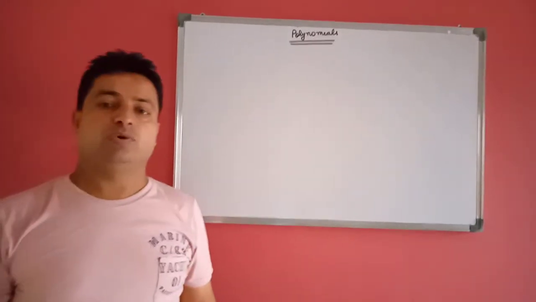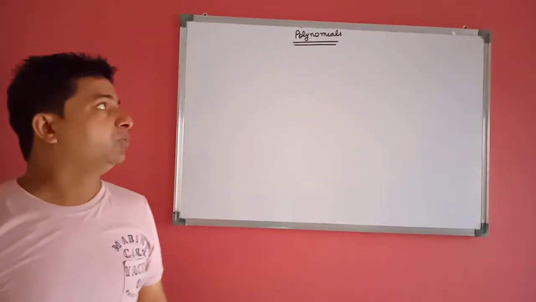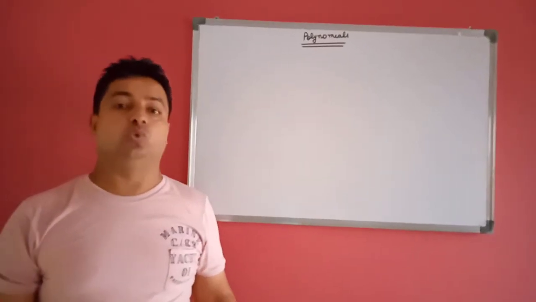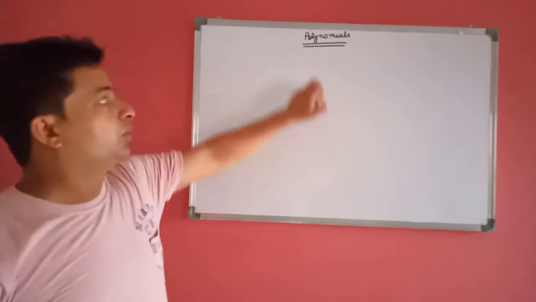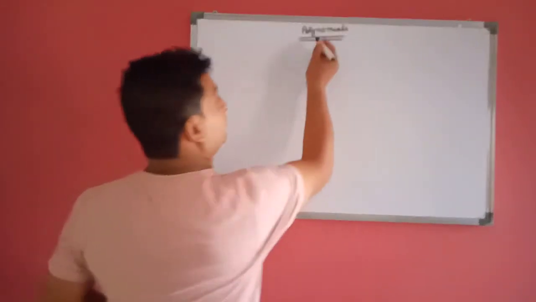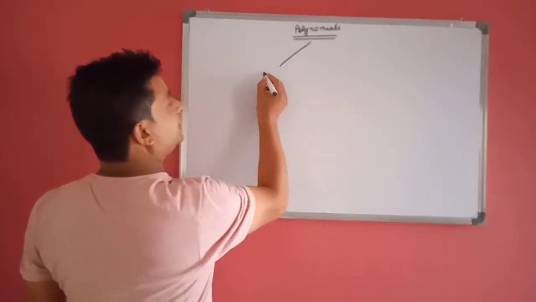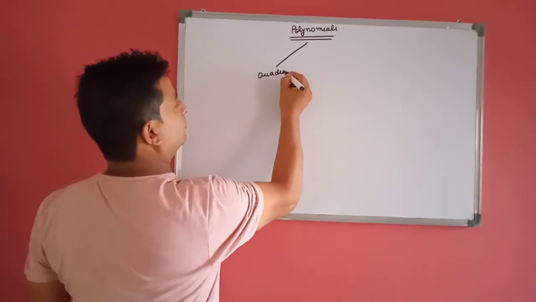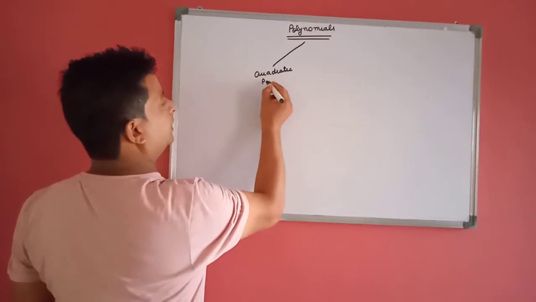First of all, what is a polynomial? A polynomial is an equation of degree 2 or more than 2. This means a polynomial is of degree 2 or more than 2. If the degree is 2, then it is called a quadratic polynomial.